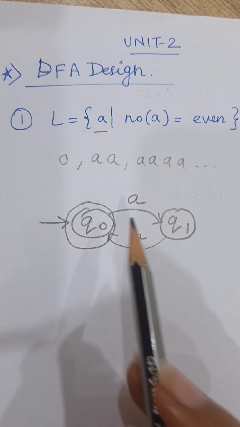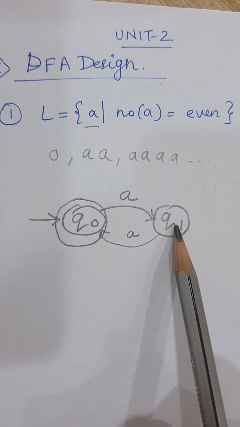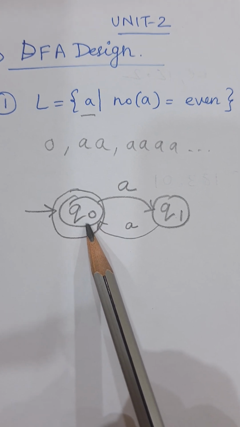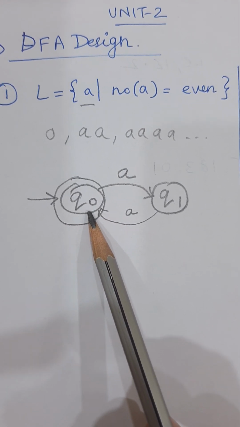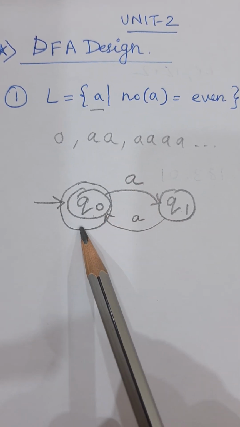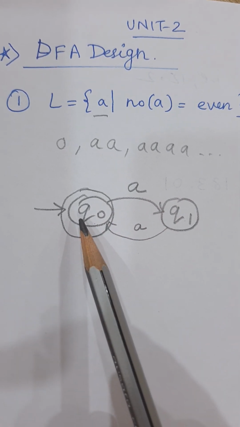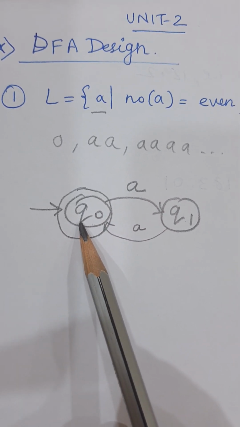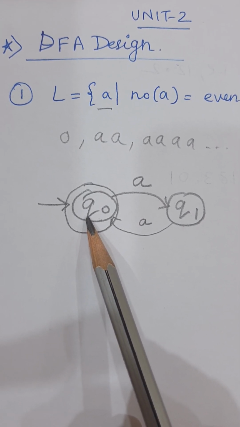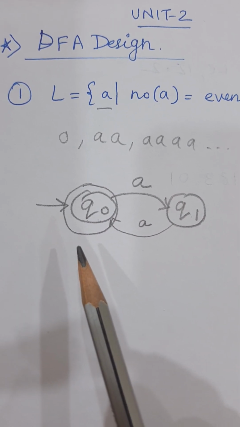But if I have two A's, then what happens? I go to Q1 for the first A. For the second A, we go back to Q0 and we are in the final state. So we will be accepting this. Similarly, if there are 4 A's, so 1A, 2A, 3A, 4A, when the fourth A comes, we are in the final state. So this will also be accepted. So this is the design of the DFA for even number of A's.